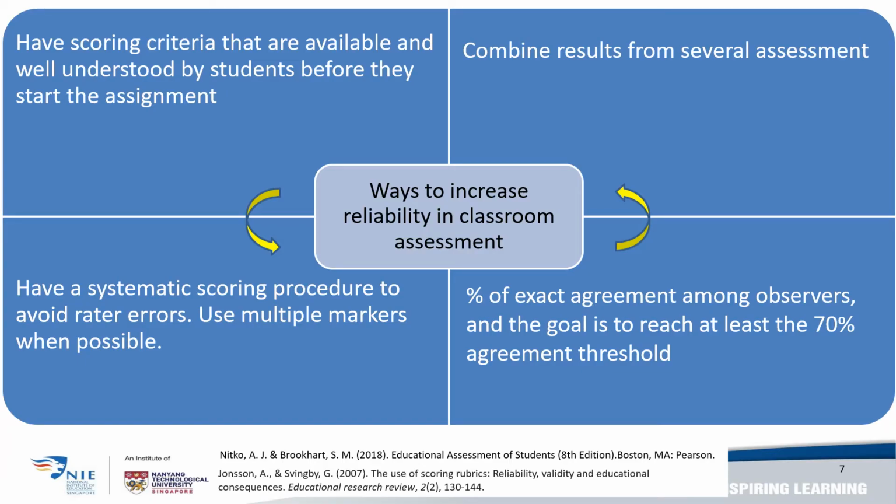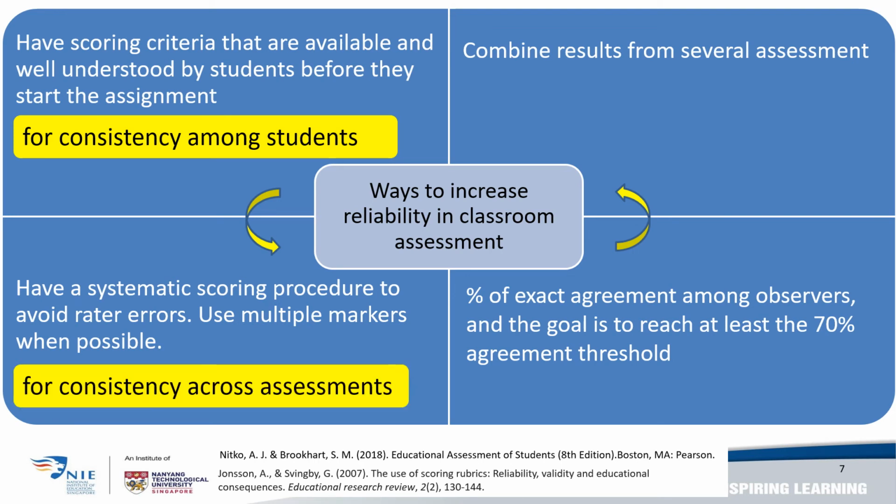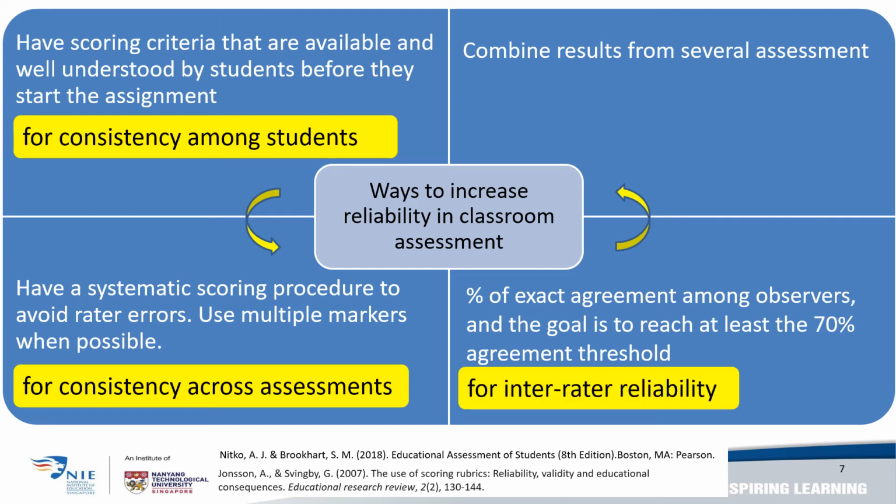Other than the sufficiency of information, there are other ways to increase reliability in classroom assessment. Firstly, for consistency among students, it is important that before they start the assignment, the scoring criteria is made available and understood by students. Secondly, whenever different assessments are employed, a systematic scoring procedure should be used to avoid rater errors. And whenever more than one marker is involved, inter-rater reliability should be established to determine that there's at least a 70% agreement threshold amongst them.